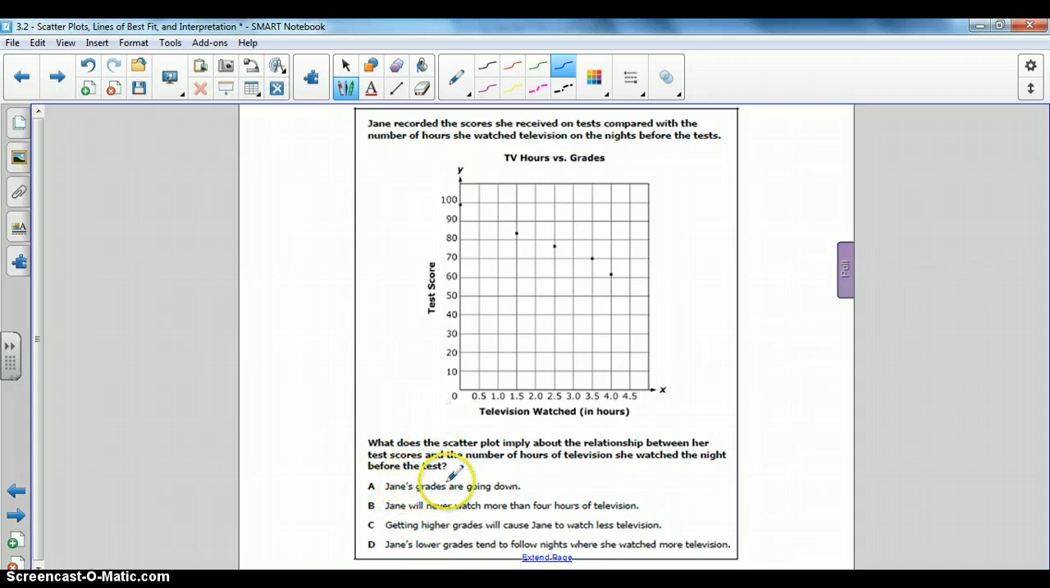Does it imply that Jane's grades are going down? Jane will never watch more than 4 hours of television? Getting higher grades will cause Jane to watch less television? Or Jane's lower grades tend to follow nights where she watched more television? The answer is D. The more television she watched, the worse she did on her tests.